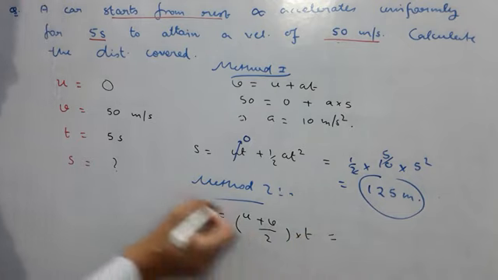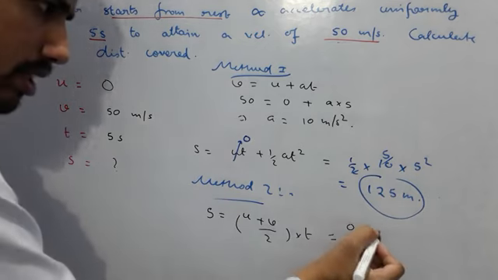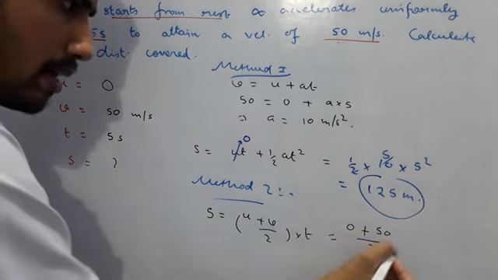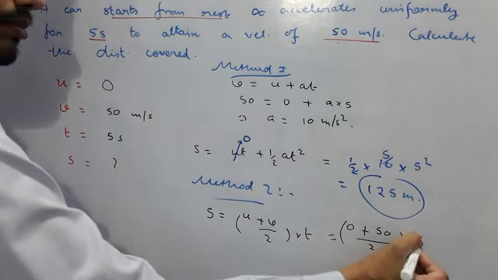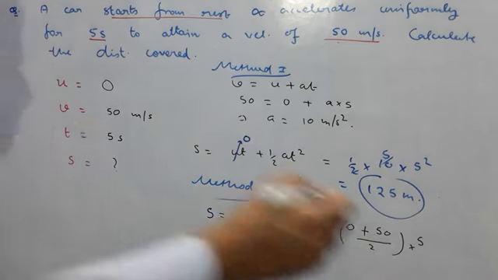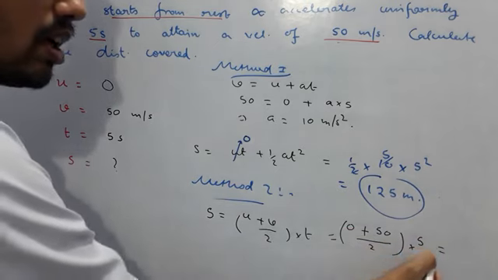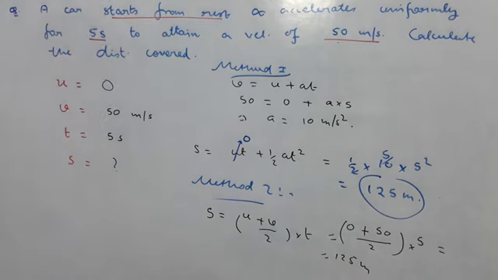Let's check the answer. So u is 0, v is 50, by 2 into t. T is 5. So 50 by 2 is 25. 25 into 5 will again give how much? That is 125 meters. So we find both the ways give the correct answer.